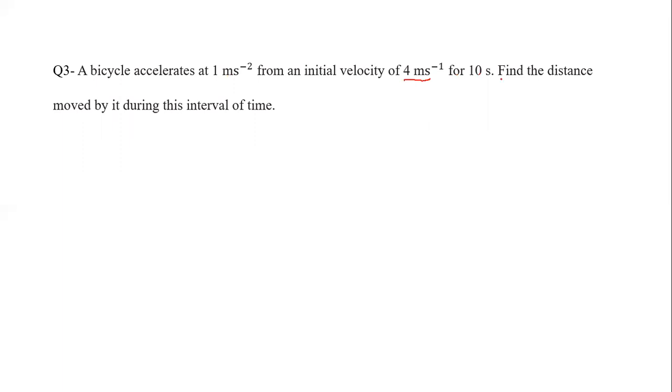What we have to do is find the distance. We have to find the distance moved by it during this time interval. So we have to find the distance which this bicycle will cover during this time interval. So first again we will find the data. Initial velocity is 4 m/s. Acceleration is 1 m/s². Time is 10 seconds. And distance is question mark.